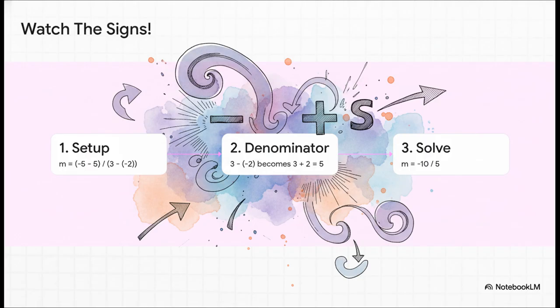We have 3 minus a -2. And what happens when you subtract a negative? Right, it becomes a positive. So it's not 3 minus 2, it's 3 plus 2. That's the trap. And that one little sign change makes all the difference. We get -10 divided by 5, which is -2. So this line has a negative slope, which just means it's heading downhill as you go from left to right.